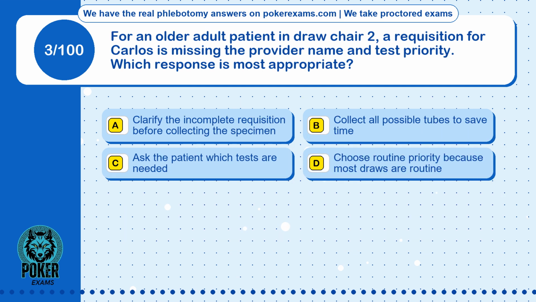Question 3. For an older adult patient in draw chair 2, a requisition for Carlos is missing the provider name and test priority. Which response is most appropriate? Option A. Clarify the incomplete requisition before collecting the specimen. Option B. Collect all possible tubes to save time. Option C. Ask the patient which tests are needed. Option D. Choose routine priority because most draws are routine.